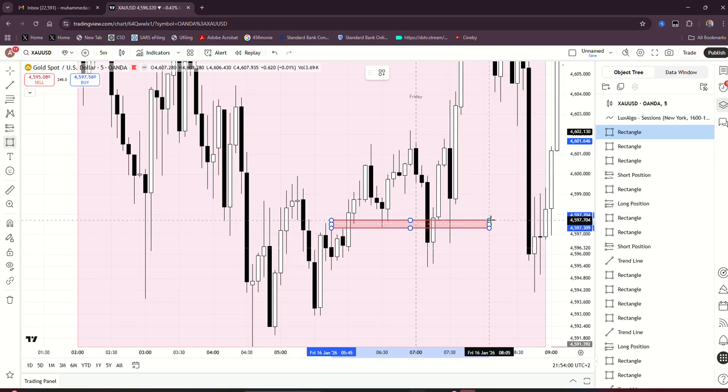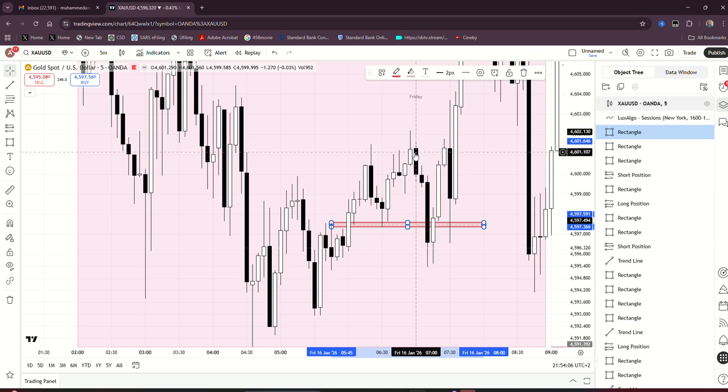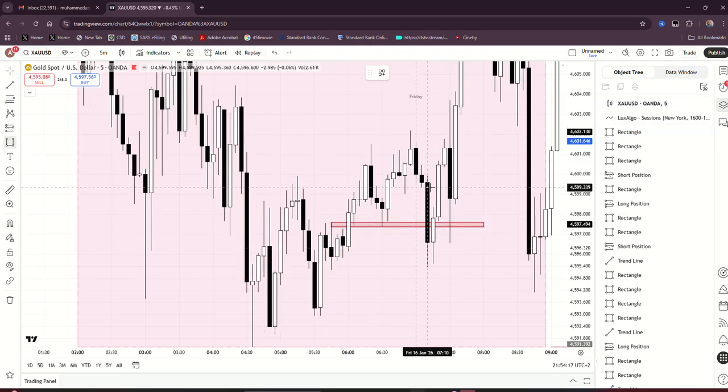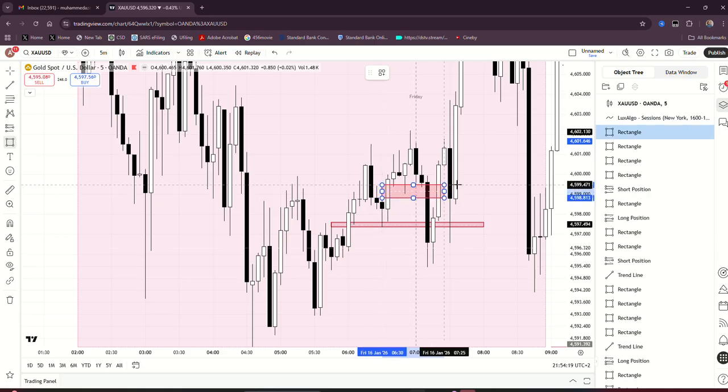Wait for market to tap into the fair value gap, which we did tap into, and it got this move back up here. From how many pips is this? 4597 to basically, so we're 50 pips here. Then if you look here again, if you wanted to take this trade here, okay, there is a trade there as well. Then I also see a possible trade right here.